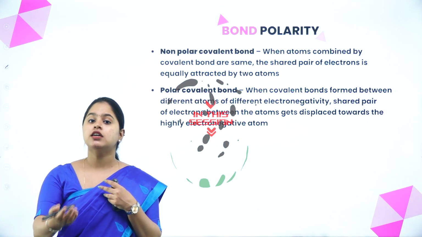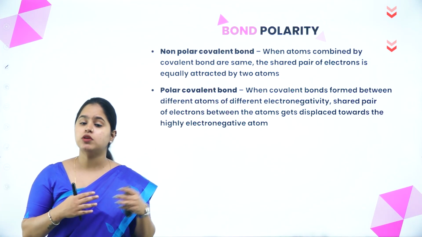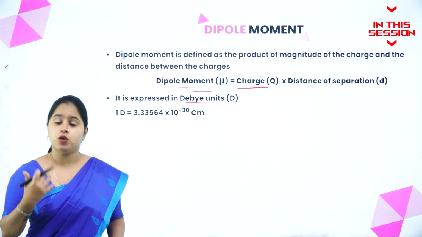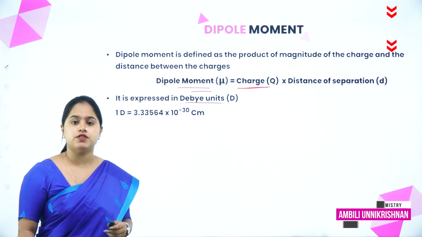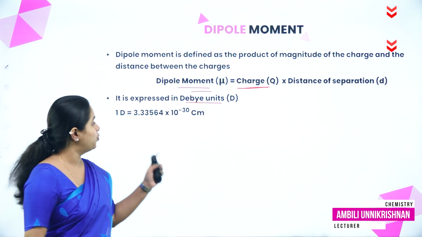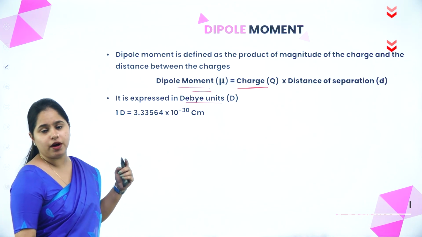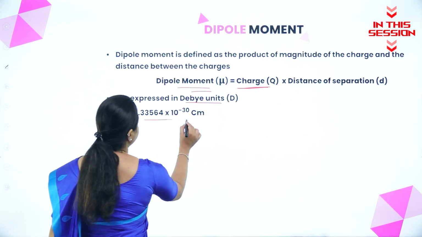Bonds are formed by the sharing of electrons, right? And how is an ionic bond formed? By the transfer of electrons from one atom to another. Dipole moment is expressed in the unit which is called debye. Yes, and 1 debye is equal to 3.33564 into 10 to the power minus 30 coulomb meter.